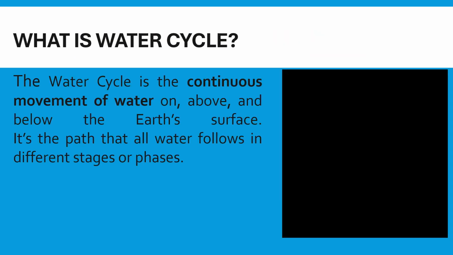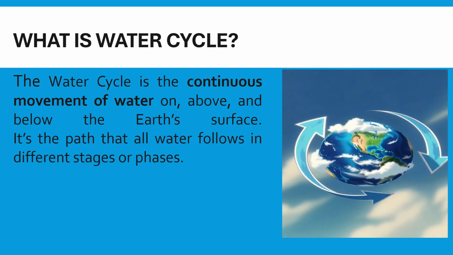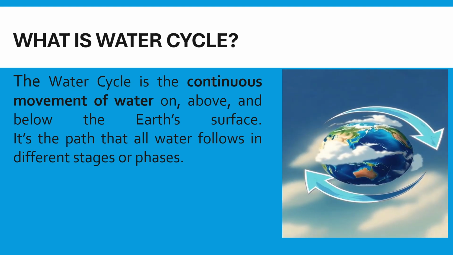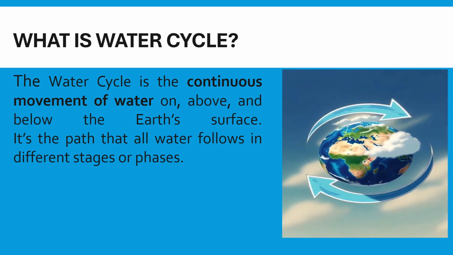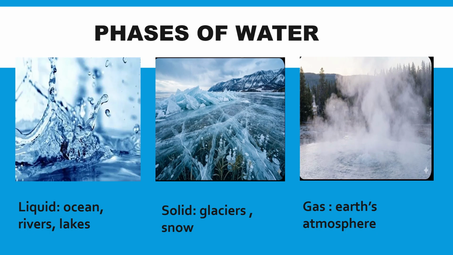Then what is the water cycle? First, an important question. The water cycle is a continuous movement of water on, above and below the earth's surface. It's the path that all water follows in different stages or phases. Now we are going to learn about the phases of water.